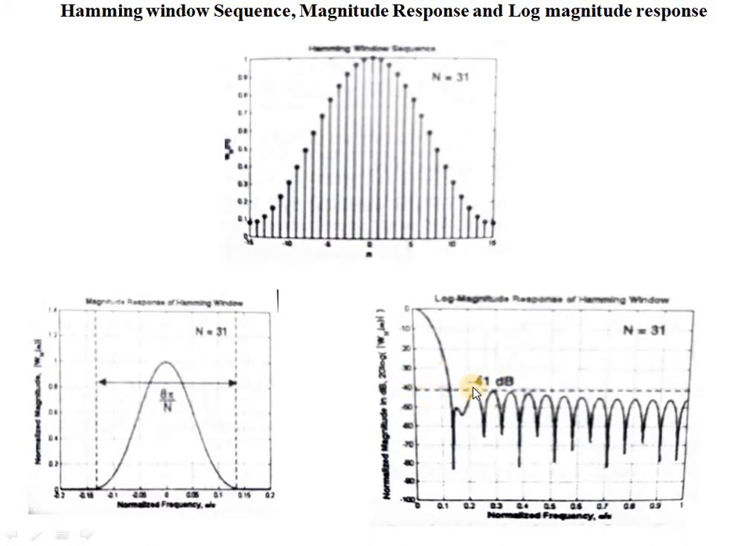The magnitude of the first side lobe has been reduced to minus 41 dB in this case. It is an improvement of 10 dB relative to the Hamming window. In the case of the Hamming window, we observed that it is equal to minus 31 dB, but here it is minus 41 dB.